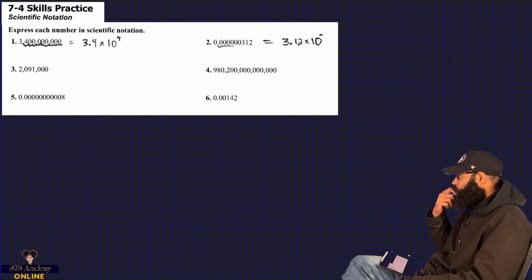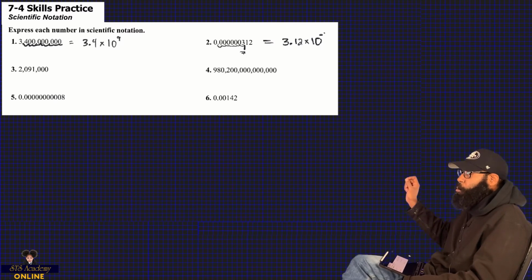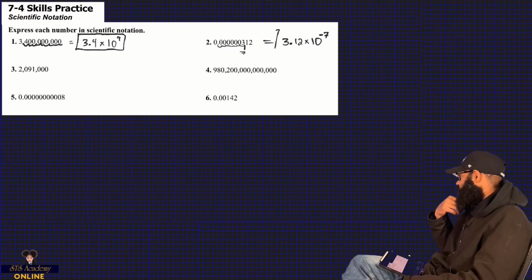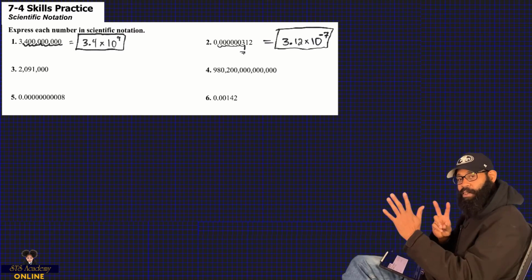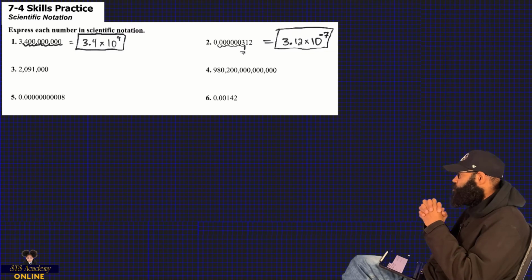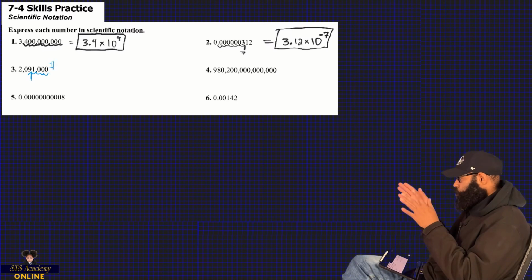Now, for number 2, I'm actually going to the right. I'm making a smaller number bigger, right? So 3.12 times 10 to the negative 7. I moved the decimal 7 places. Now why did I write it as a negative? Because of the direction I went. 3.12 is going to be a whole lot smaller when you have a negative 7, right?